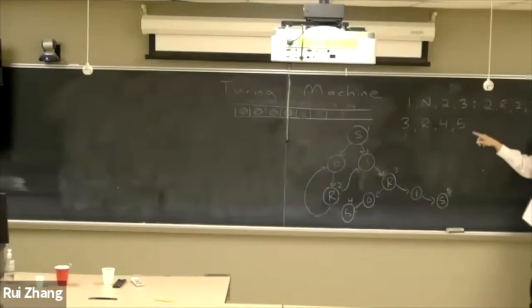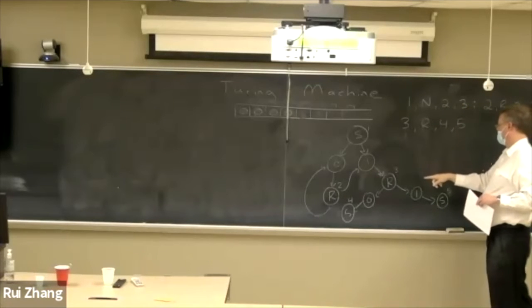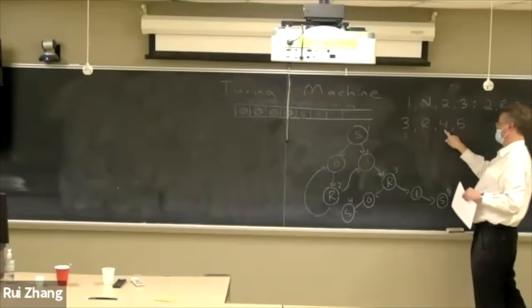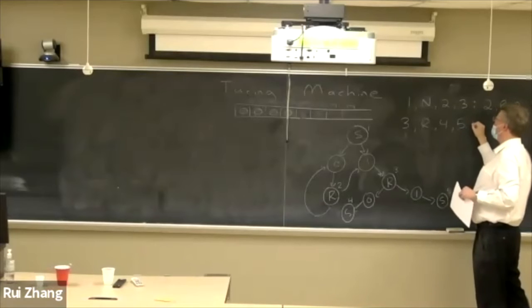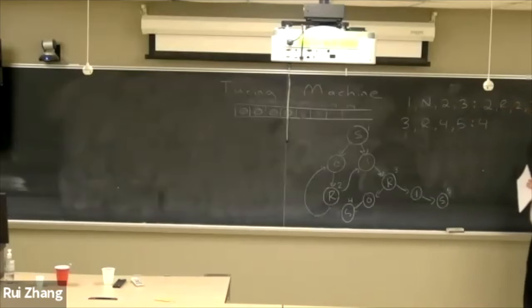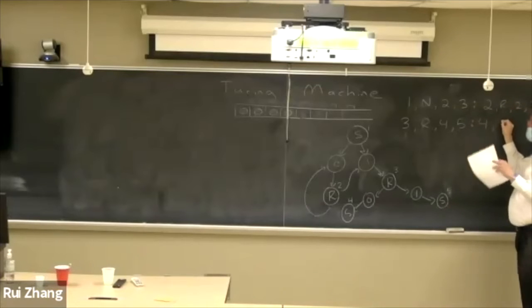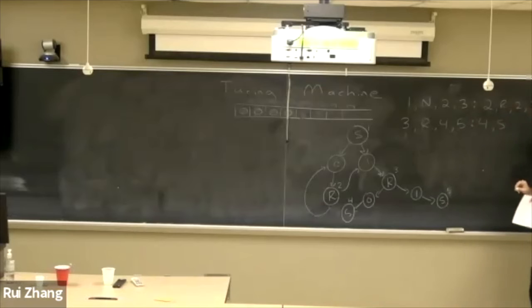And if it reads a 1, it goes to state 5. If it reads a 0, it goes to state 4. If it reads a 1, it goes to state 5. Okay, what about 4? 4 is 10, right? Yeah, 4 stops. So I went ahead and put an S there to say it stops.